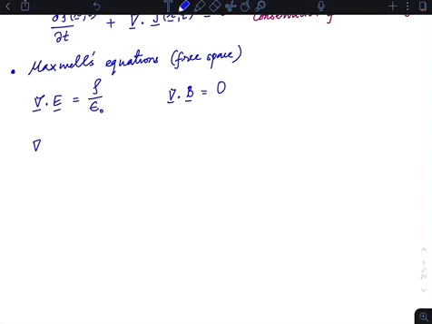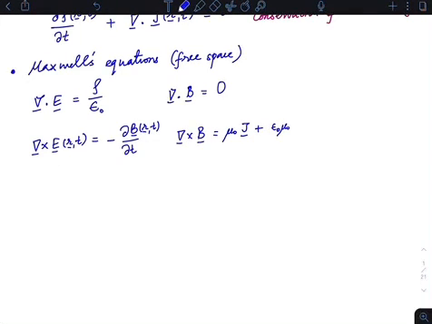Then next, the curl of the electric field. The electric fields, of course, are a function of space and time. This is equal to the negative of the time derivative of the field B, which also depends on space and time, and the curl of the magnetic field B, which is equal to mu naught times J plus the Maxwell term epsilon naught mu naught, the time derivative of the electric field.